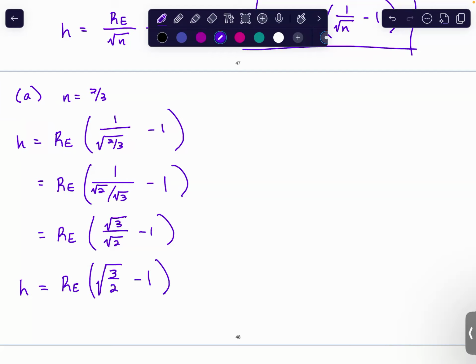Now, if you want to, you can solve for that square root of 3/2 minus 1 and get a number, and then you could have that number times the radius of the Earth. Either way, it's fine. You get a constant times the radius of the Earth. You could look up the radius of the Earth, plug it in, and you would get the altitude necessary to facilitate this new gravitational field.